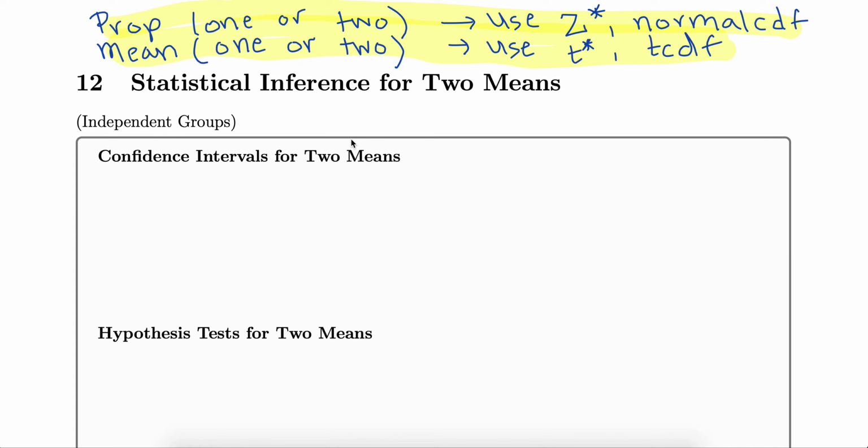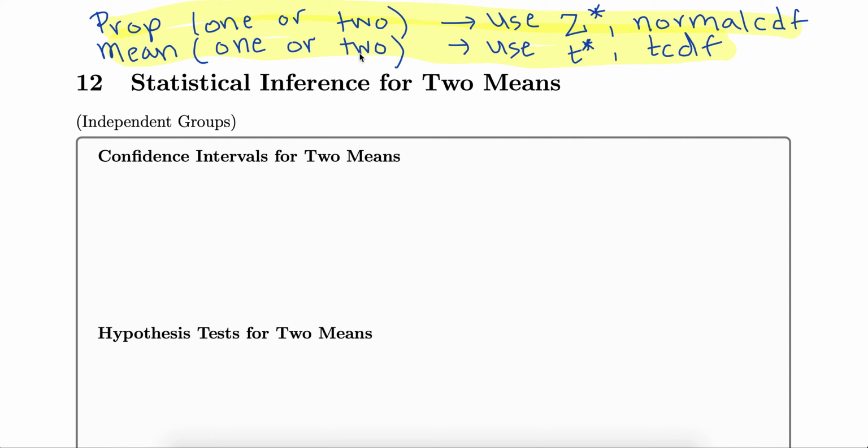We're on our last topic for this semester, and that is statistical inference for two means. In the last few videos, we looked at inference for one mean, and we finished with this reminder that if we're doing confidence intervals or hypothesis tests, that is, making inference about a population parameter, we had this rule of thumb. If the parameter was a proportion, whether just one population proportion or comparing two, we used Z star using inverse norm for confidence intervals, normal CDF for the p-value.